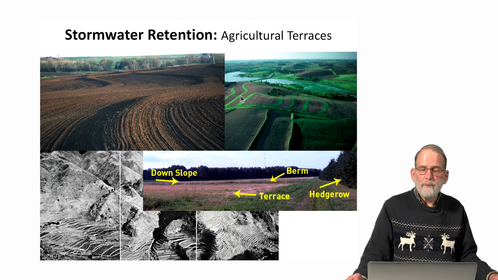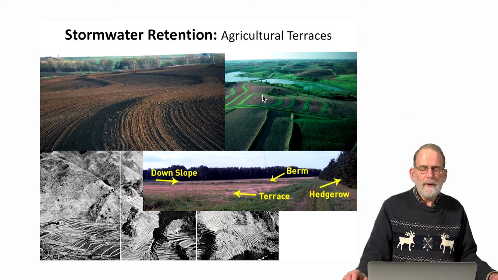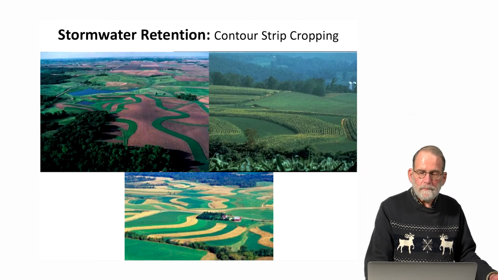terraces of the landscape planted in a perennial cover that helps to reduce the amount of erosion that's going to occur on these slightly steeper landscapes. So agricultural terraces become another strategy of trying to promote infiltration of water into the landscape, reduction of surface runoff, and improvement of water quality.